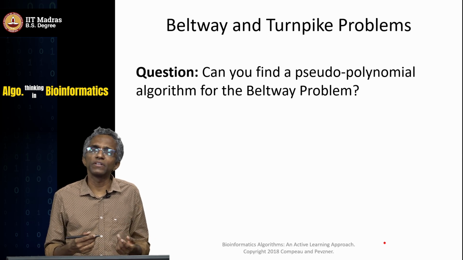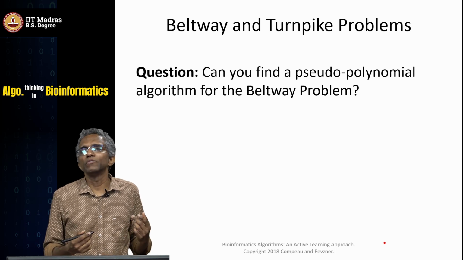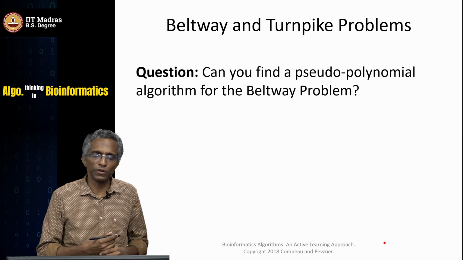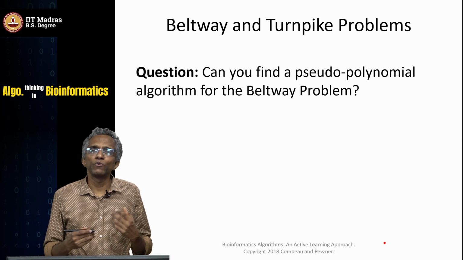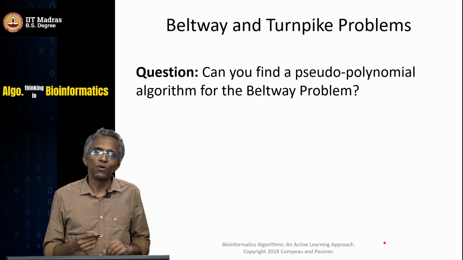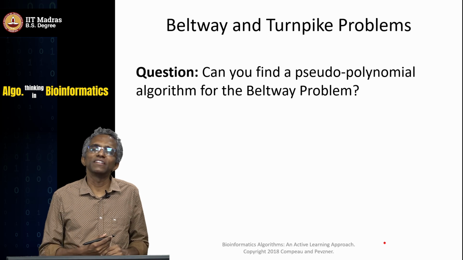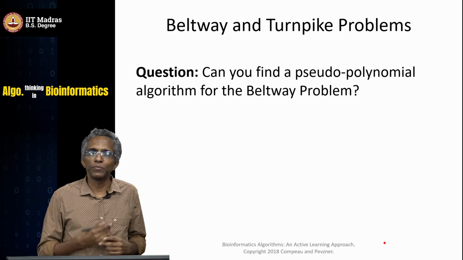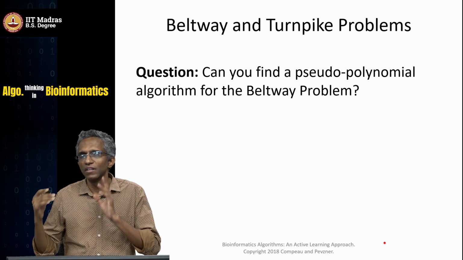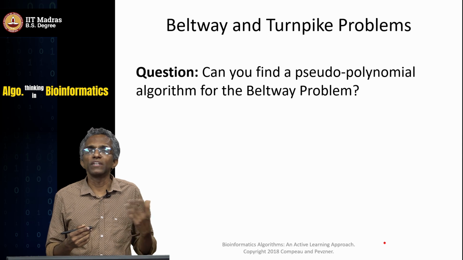An algorithm for that will directly translate to an algorithm for cyclopeptide sequencing. We have seen that we have used branch and bound techniques and other heuristics to solve that problem, but if we can get a pseudo polynomial time algorithm, then we will have a provably efficient algorithm, at least in the pseudo polynomial sense, to solve the problem. With these comments on open problems in cyclopeptide sequencing, which is the Beltway problem, and in Turnpike sequencing, which is the linear peptide sequencing problem, where again an open question is whether you can do better than pseudo polynomial time, right.